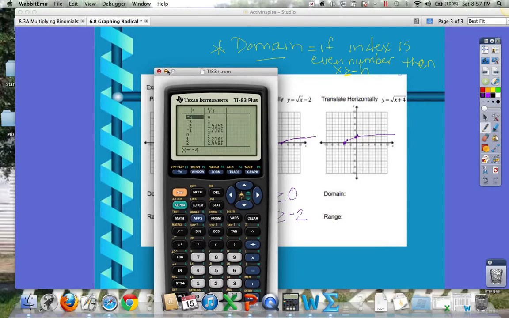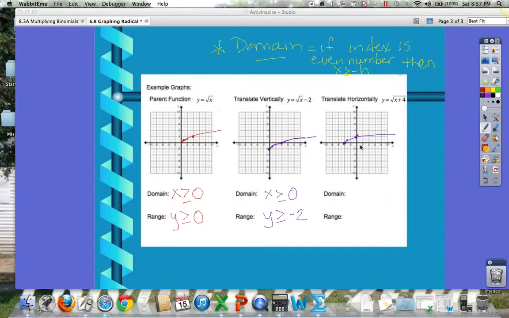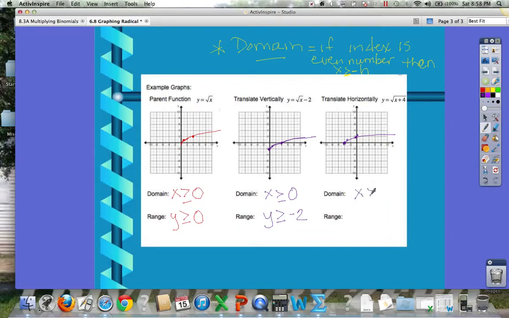Yay! All right, so let's look at the domain. Now remember, domain is x, and it is greater than or equal to. Now what is the smallest x? The smallest x is at -4, so it's going to be greater than or equal to -4. Remember, if it's an even index, which this one was, it is greater than or equal to the opposite of the h. Well, the opposite of +4 is -4, so therefore that's my domain.